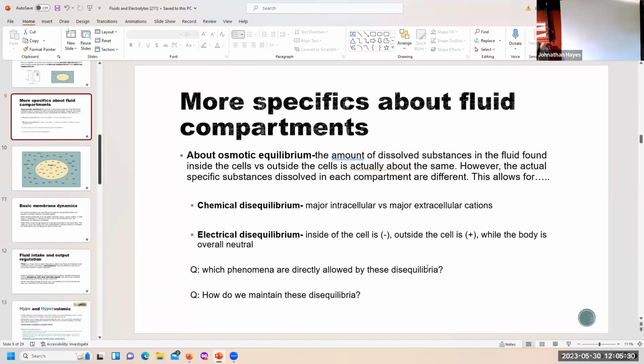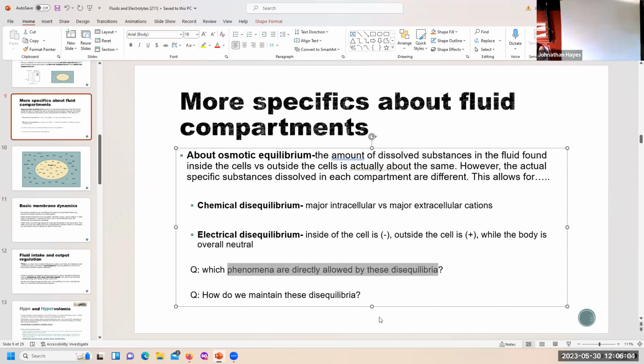But if there are any particular questions in here, let me see if I can answer those for you. Which phenomena are directly allowed by these disequilibria? So when it was talking about chemical disequilibrium and electrical disequilibrium, it was talking about how we have similar amounts of dissolved substance and ions inside of cells and outside of cells, but what those specific substances are is different. And of course, that's called chemical disequilibrium, where we have higher amounts of sodium outside, higher amounts of calcium outside, higher amounts of potassium inside, and so on and so forth. The phenomenon directly allowed by that disequilibria is things like depolarization.